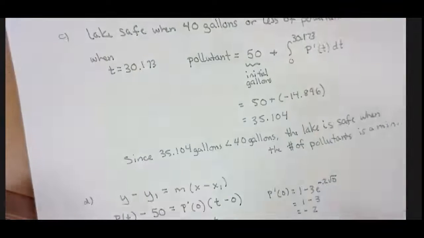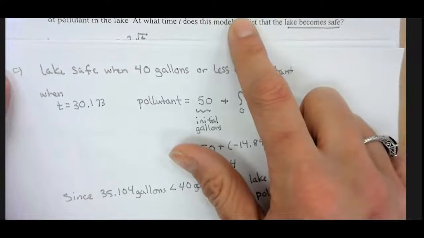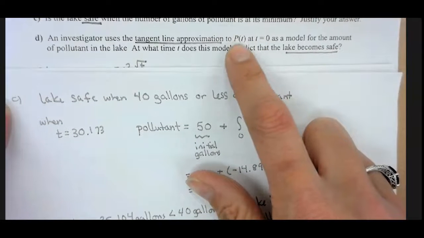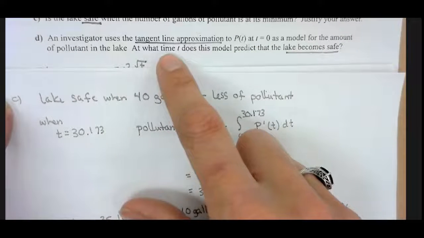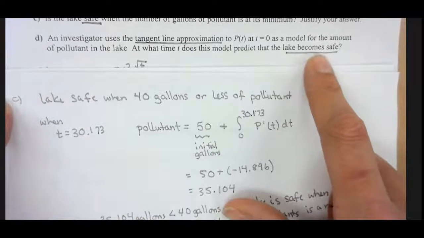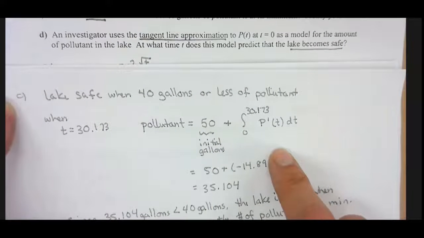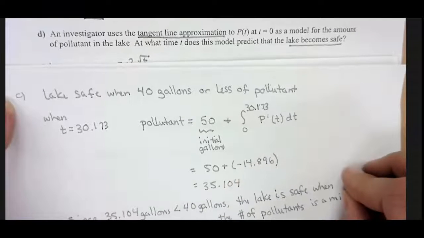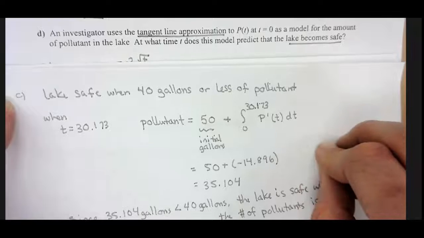All right, so then part D, an investigator uses the tangent line to approximate P of t. That means P prime is the slope of the tangent. P of t is the original model for the amount of pollutant in the lake. At what time t does the model predict the lake becomes safe? So now you have to write the equation of the tangent line using (0, 50), because that's the point you know. Your slope would be P prime of 0.